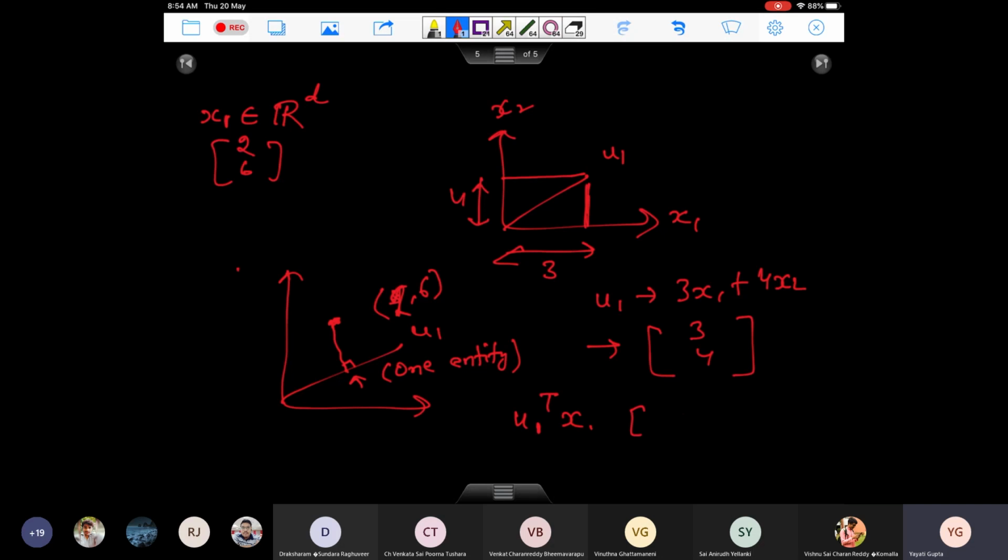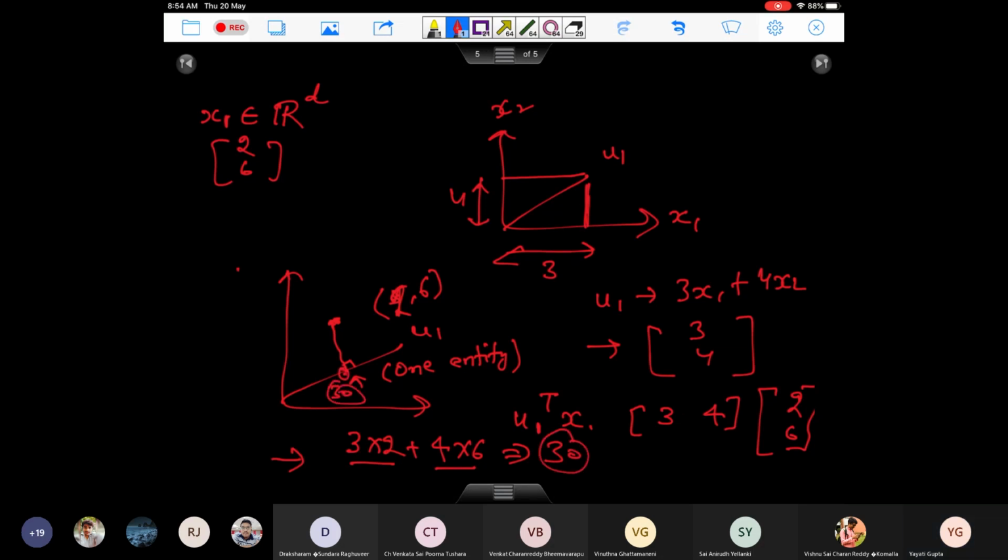What is u1 transpose? u1 is our 3,4. What is x? x is 2,6. If you compute u1 transpose x, this would be 3 into 2 plus 4 into 6, basically 6 plus 24, so 30. So this is like the projection of this point 2,6 on this axis u1. So u transpose x is the projection of 2,6 on this axis u1.